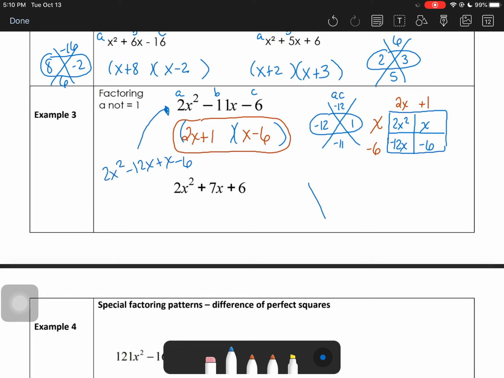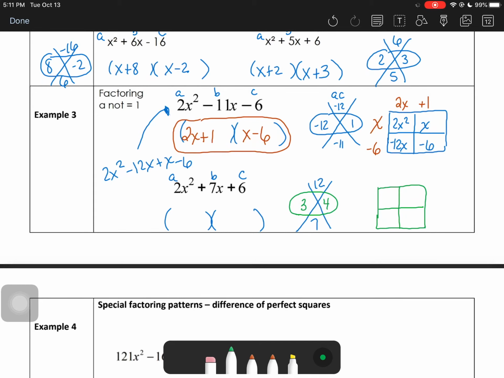So if we try the next one, the first thing that we'll do is we'll put our a times c in the top and our b value in the bottom. And we ask ourselves what two numbers will multiply together to be 12 and will add up to be 7. So that would be 3 and 4. But because the leading coefficient is not 1, we'll make our box.